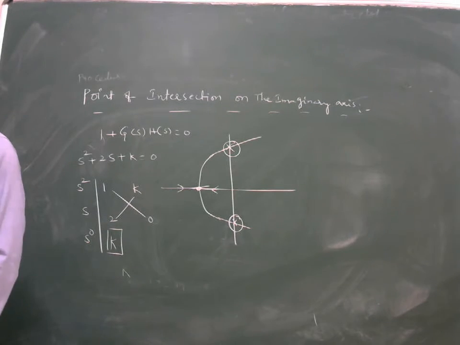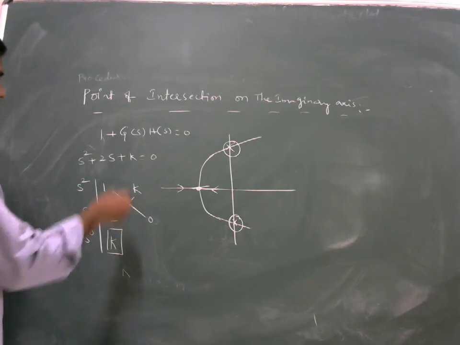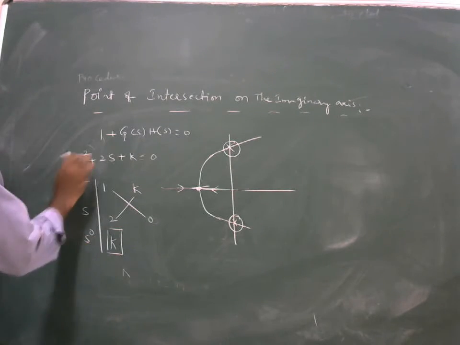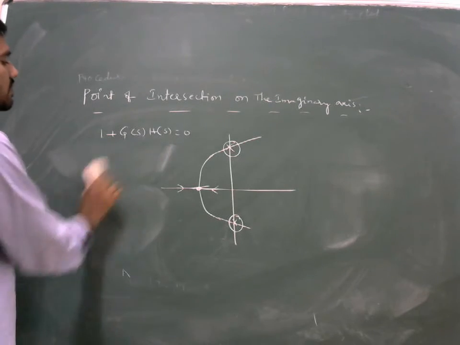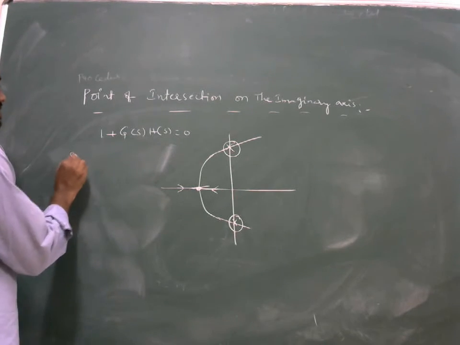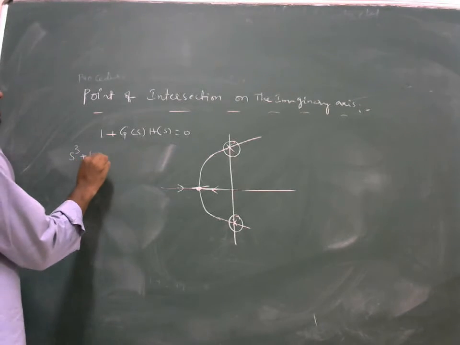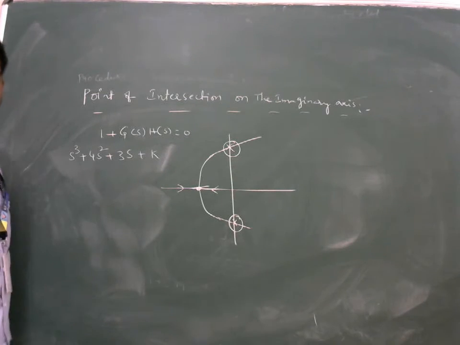Determine K marginal. That is the value of K which makes one of the rows of the Routh array a row of zeros, except the row of s to the power 0. What he is telling is that, except this row, it is better to take s cube, not s square, to get a clear understanding. This is the procedure for finding the point of intersection. For this, I am going to take s cube plus 4s square plus 3s plus K. Now it is better to understand.